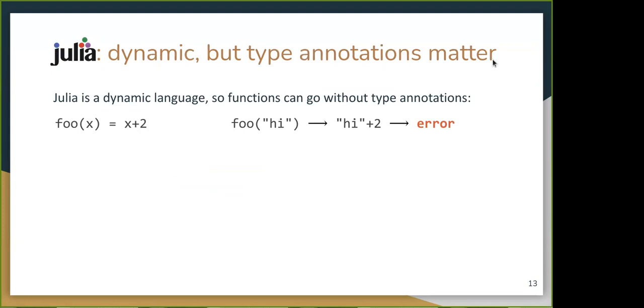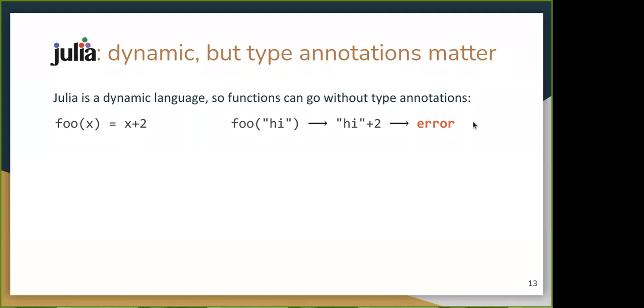Julia is a language for scientific computing. It's a dynamic programming language. And at first glance, you can have functions like in Python. You can write a function without a type annotation, like this one, x plus 2. And then if we call this function with a string, we'll get a runtime error. So far, it seems pretty similar to Python.